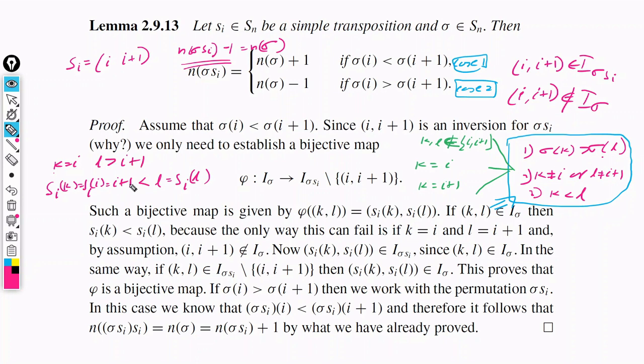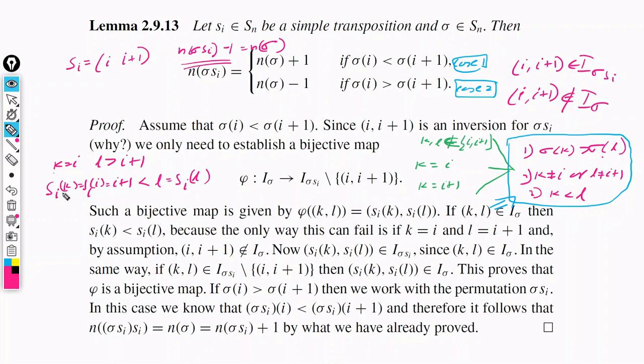Then we know that i+1 is less than l, and since l is greater than i+1, s_i never moves l. So s_i of l is equal to l itself. So again we have s_i of k is less than s_i of l. Similarly, you can also show that when k equals i+1, s_i of k is less than s_i of l. Because when k equals i+1, we know that l is greater than k. So l is greater than i+1, so there is no change for l.